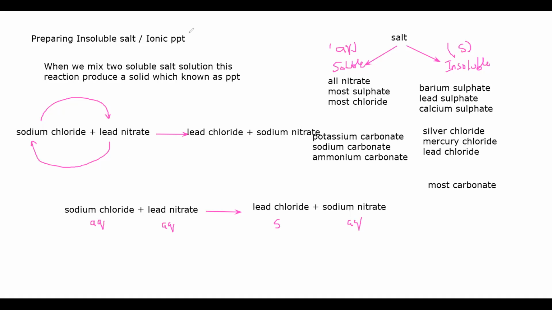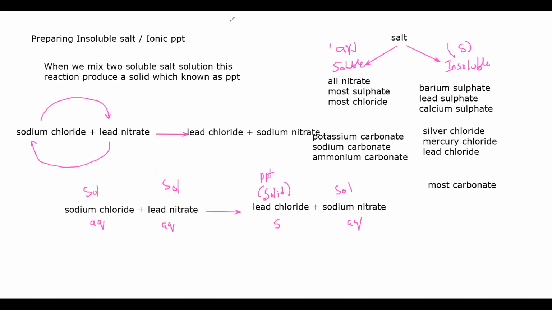So what you can see, this will be a solution. Aqueous means solution. But as a result, what does it produce? It produces a solid. So when mixing two solutions, if it results in a formation of a solid, this solid is known as precipitate. And sodium nitrate will still be a solution. So mixing two solutions, if it results in a formation of a solid, this is known as ionic precipitation.